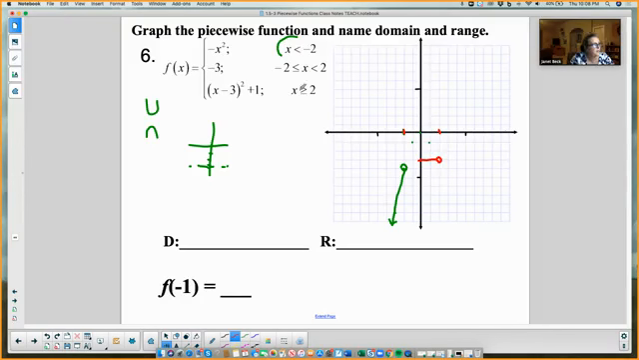And this end is included. So this one is included, solid blob. Oh, you see, your graphing has to be really good. There's a gap between those two. There's a hole in our range at the moment. Let's see if this part fills it in.